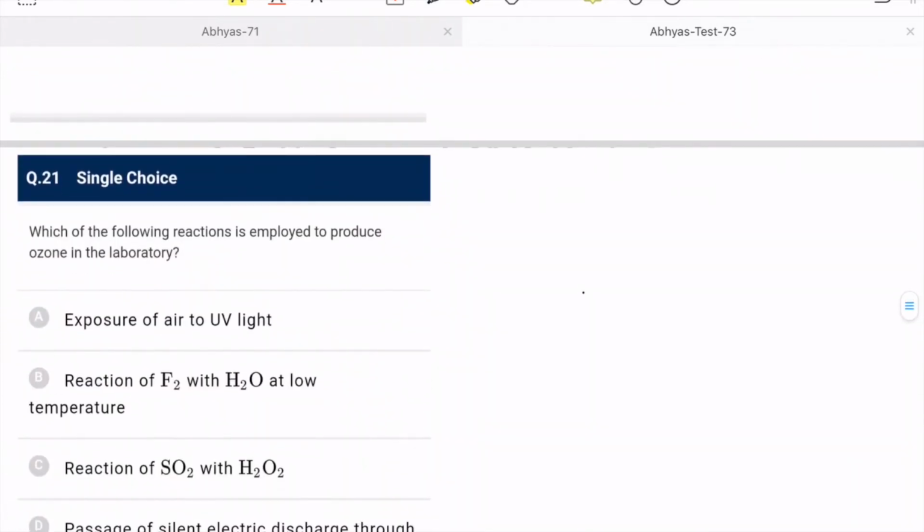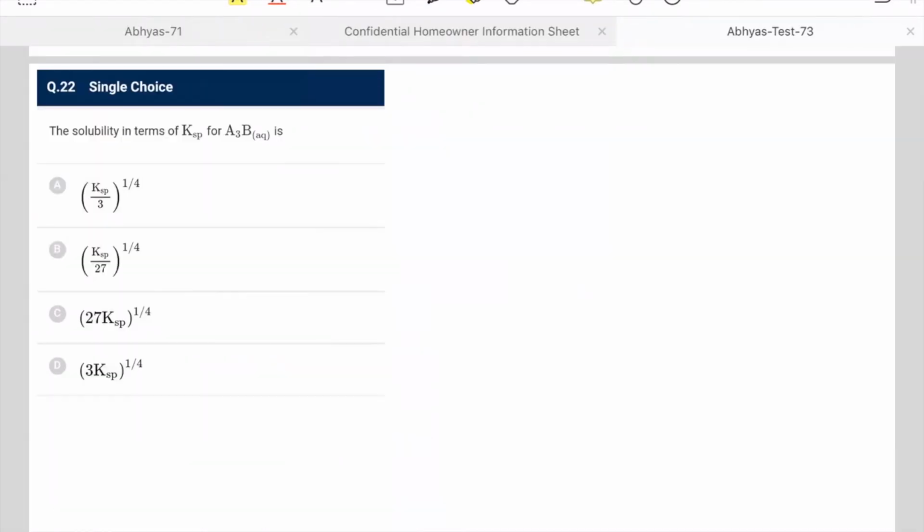Which of the following reactions is employed to produce ozone in the laboratory? This is straight from our NCERT. Passage of silent electrical discharge through oxygen is the correct option. We'll take question number 22.